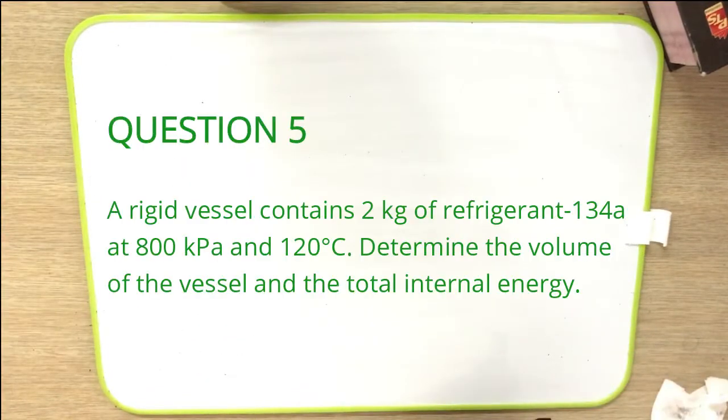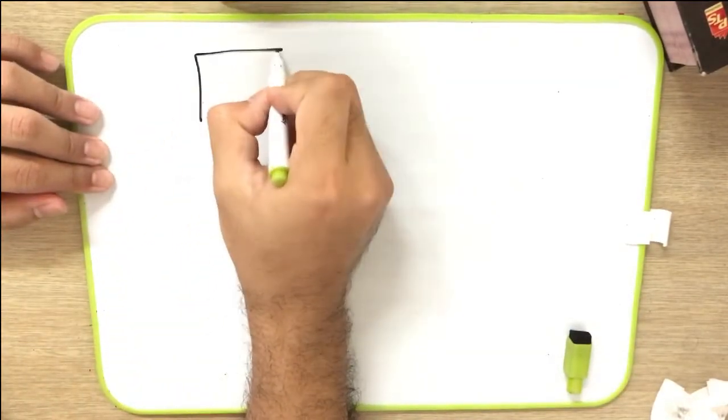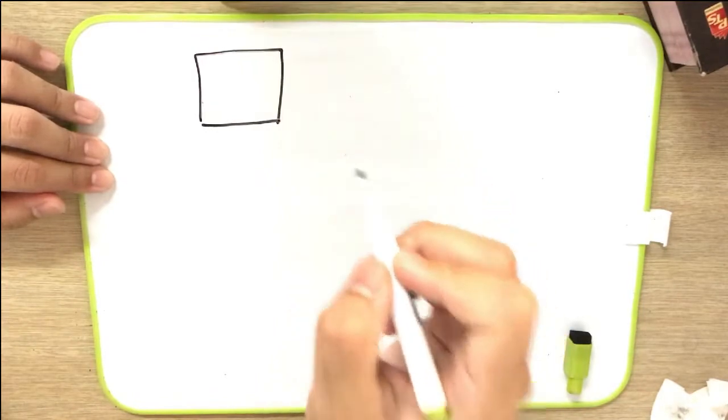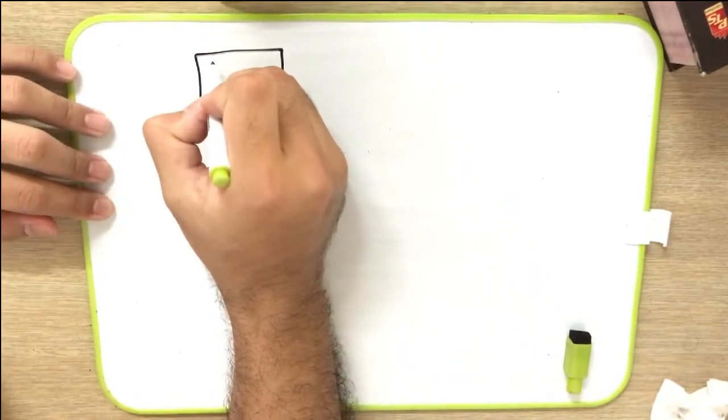Next, question 5. A rigid vessel contains 2 kg of refrigerant 134A at 800 kilopascal and 120 degrees C. Determine the volume of the vessel and the total energy of the vessel. So we have a vessel. This is actually a rigid tank, I call it a vessel. It is a rigid tank. In that vessel, we have the refrigerant.